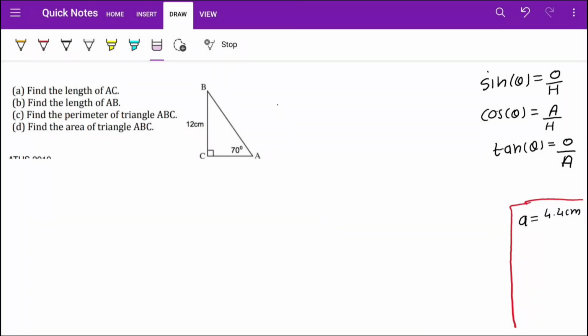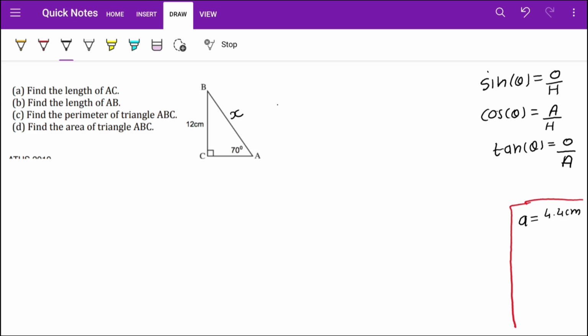Part B, find the length of AB. So pause the video and try it by yourself if you feel comfortable. Okay, so there are two ways of answering this question. So we'll start off by doing the first method. So we want to find AB, so we'll label it as x.